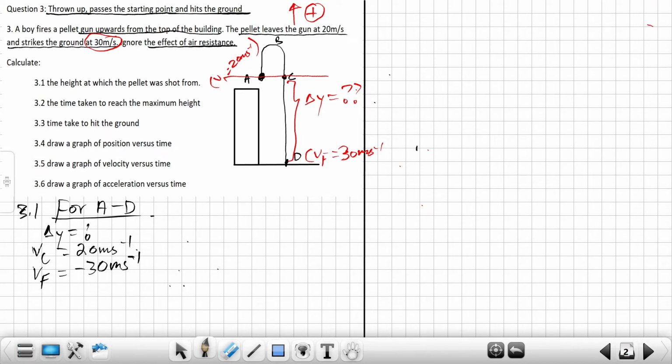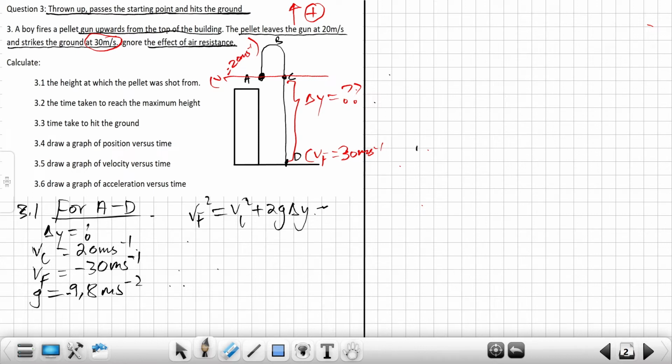What else do I have? I know that G will always be given, and G is 9.8 meters per second squared, and it is always downward, so I will have my negative also. I don't have time that is given, and I need only 3 variables, so this will be able to assist me. Then I can easily go to my formula sheet and use VF squared is equal to VI squared plus 2G delta Y.